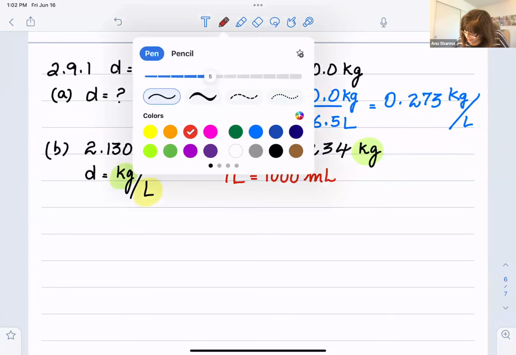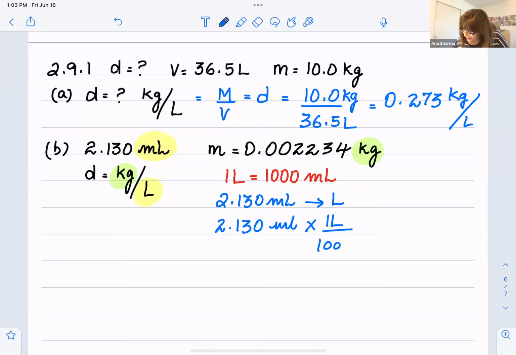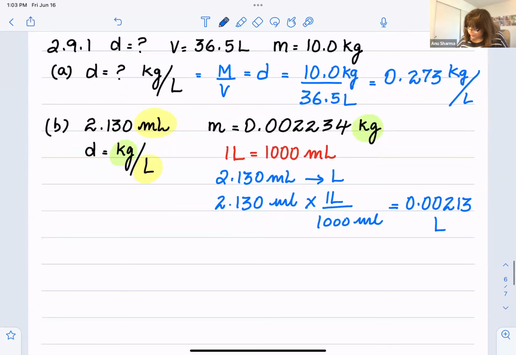So what will you do here now? You're going to convert, first of all, 2.130 milliliters to liters. So 2.130 milliliters times 1 liter over 1000 milliliters. What does this become? 2.130 divided by 1000, and you get 0.00213 liters. That's the number you're going to use for the volume.